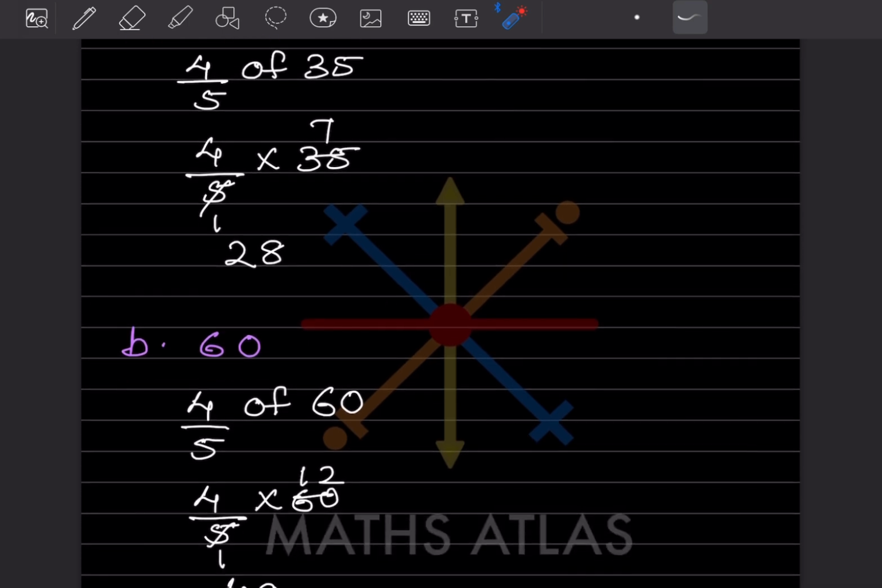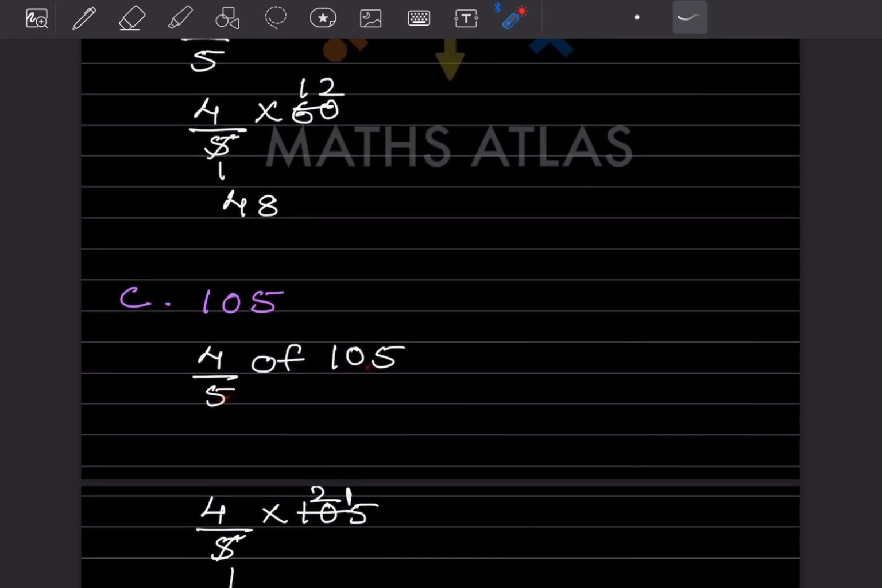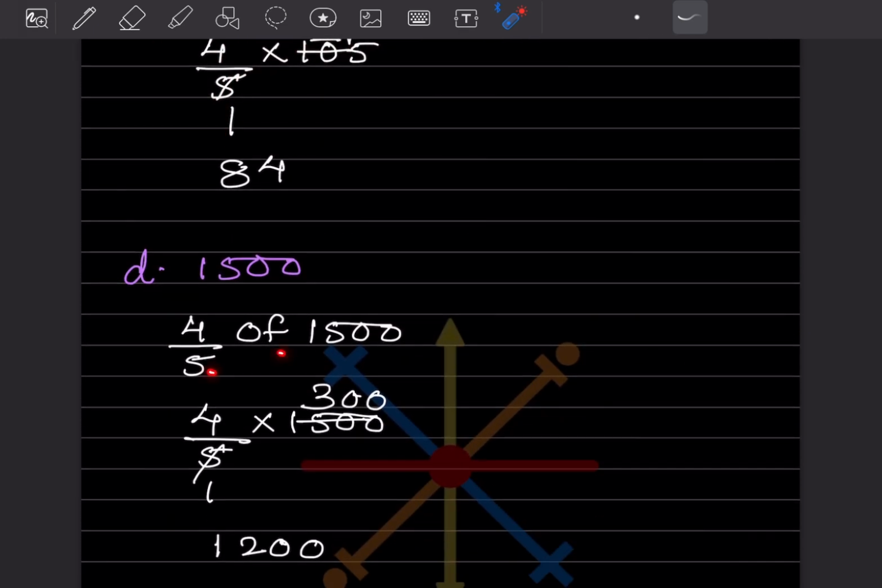Then again 4 by 5 of 60. This is the same. This will be multiplication. 5 ones are 5, 5 twelves are 60. And this will be 12 fours are 48. 4 by 5 of 105. So this is the same. This is going to be multiplication. This will be 105. So this will be 21. So this will be 84. Now 4 by 5 of 1500. Same. This will be multiplication. And this is going to be 1500. So that will be 1200.